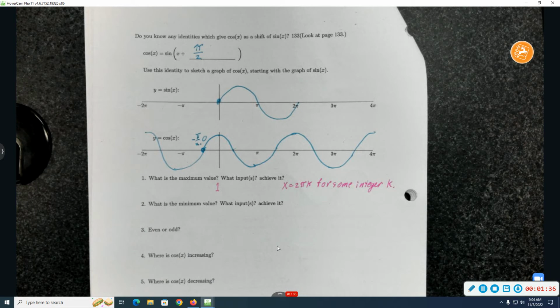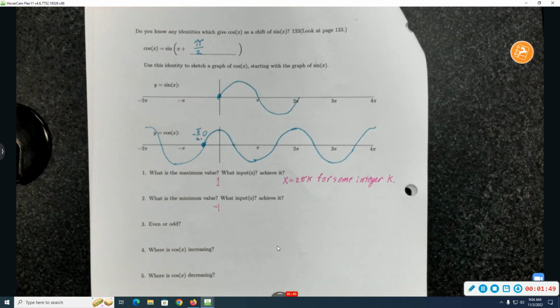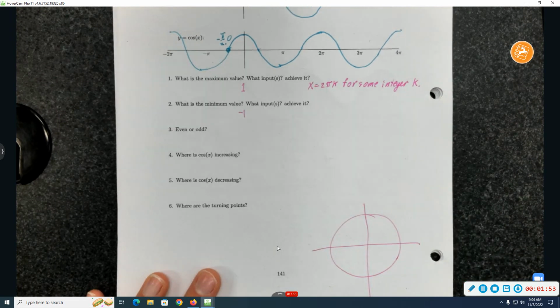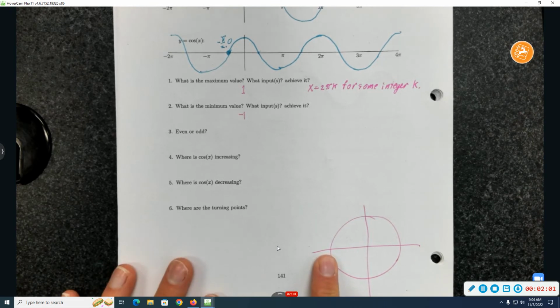How about minimum? What's the least value that cosine achieves? -1. Again, it should be the same as sine. I guess you can also see it from the unit circle, right? The trig functions, the cosine in particular, is the x value of a point on the unit circle. What's the most negative x value you see on the unit circle? Well, it's -1. So there's the minimum value.